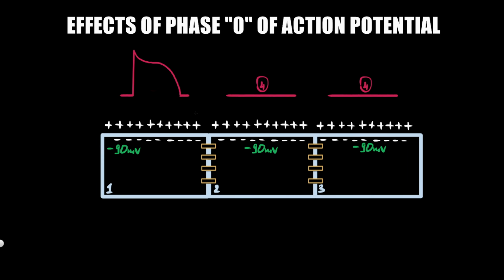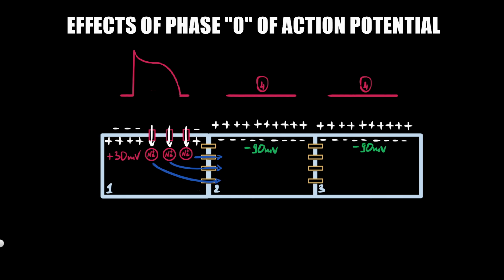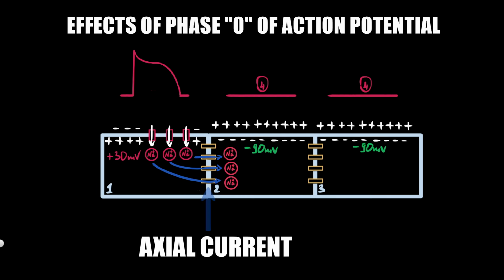When the first cell starts to depolarize during phase 0, the sodium channel opens and sodium enters the cell. The membrane potential charges change to the opposite. The membrane potential becomes plus 30 mV. The sodium current conducts to the neighbor cell through the gap junction. This current is called axial current.